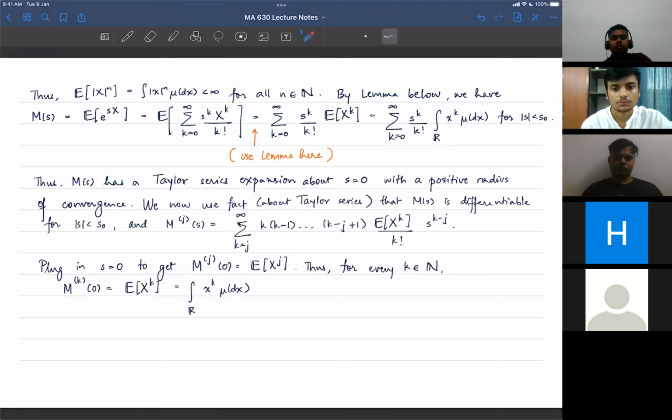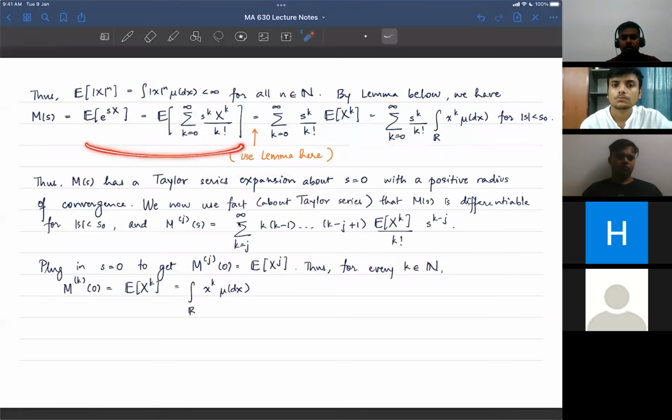Okay, so now here is where I'm going to use a lemma below. So using the lemma below, and I'm showing you where you need the lemma, m of s is the expectation of e to the sx. So far, so good, right? This is just the definition. Then e to the sx I can write as a sum over k going from 0 to infinity of s to the k, x to the k over k factorial. So this equals this, fine, I hope. That expectation is outside this exponential, which I've written as a sum.